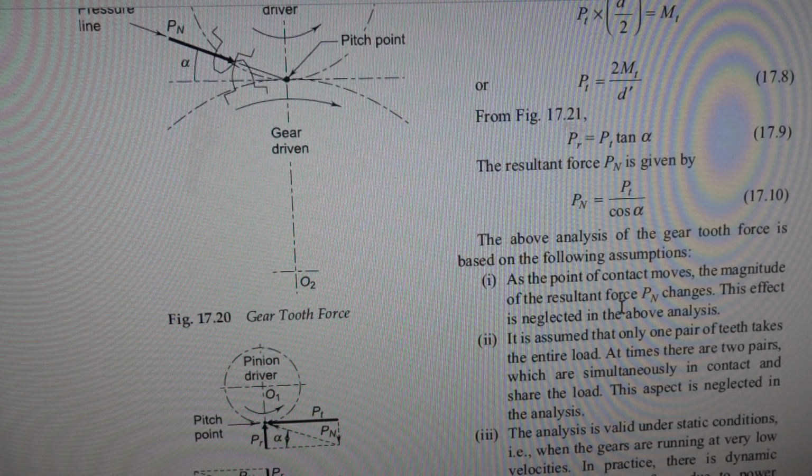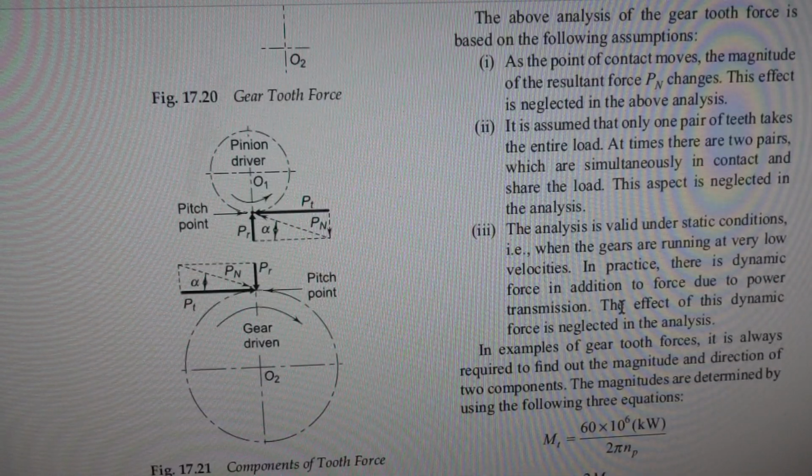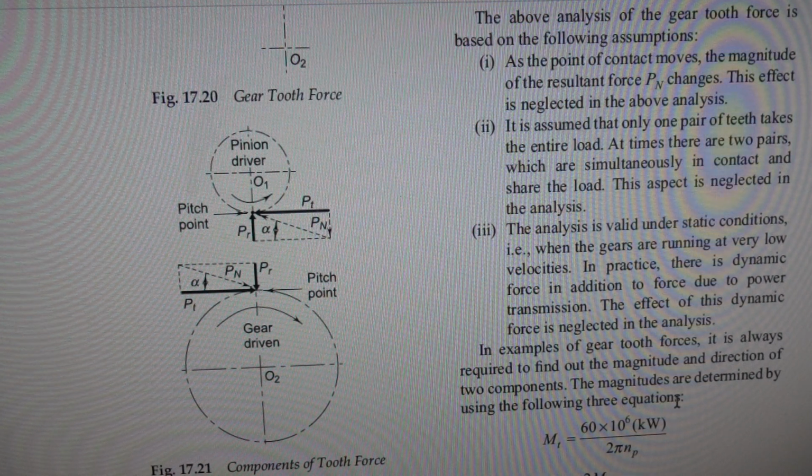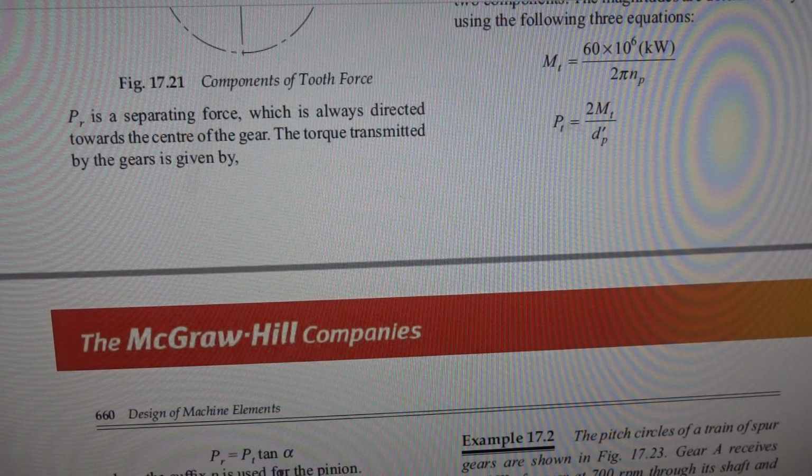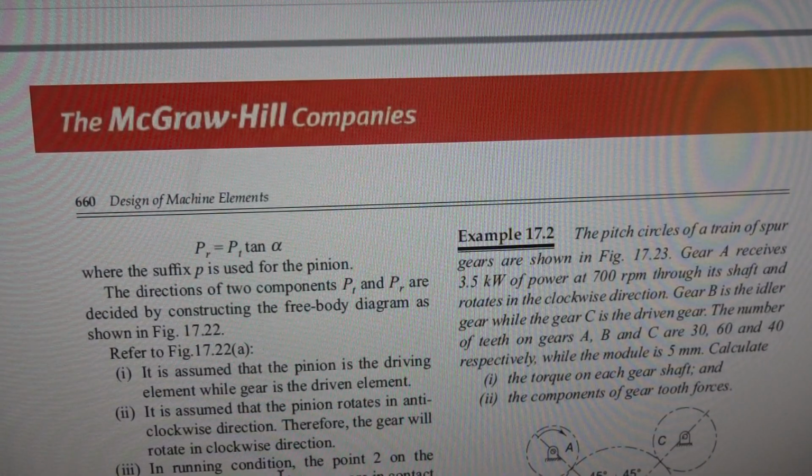So, in an example of two gears, it is always required to find out the magnitude and directions of the two components. The magnitudes are determined by using the following three equations: first MT, second PT, and third PR. Some important points are highlighted here.